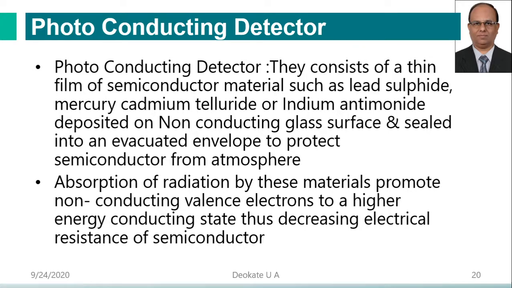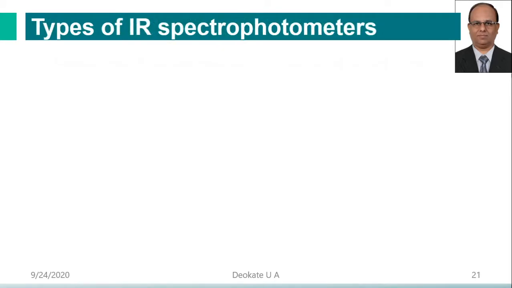So absorption of IR radiation by this material promotes a non-conducting valence electron to a higher energy conducting state. This decreases the electrical resistance of semiconductors, and the change in total current will be equal to the amount of radiation falling on this instrument. Another last component is your readout device or recorder, which will record as a graph.